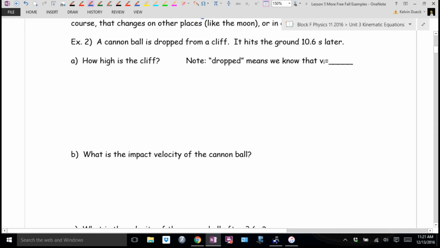Really what we want to talk about today, Lexi, is what can I solve, what can I find given some data? So let's drop a cannonball from a cliff. Why a cannonball? We're going to ignore air resistance. It hits the ground 10.6 seconds later. Oh, by the way, all of us right now underline the word dropped. Anytime I use that word, what's VI?